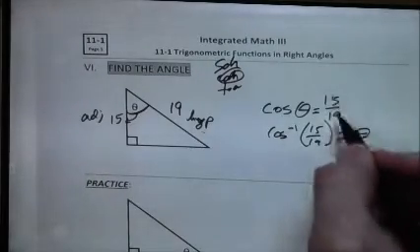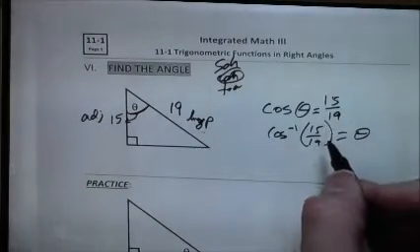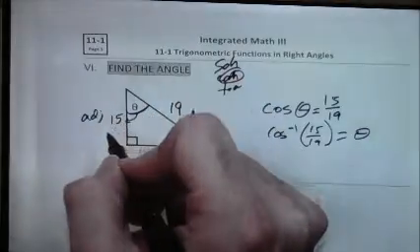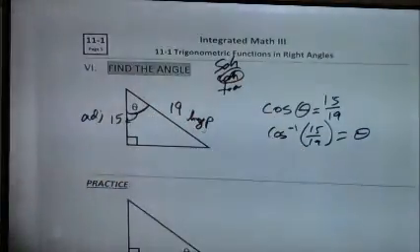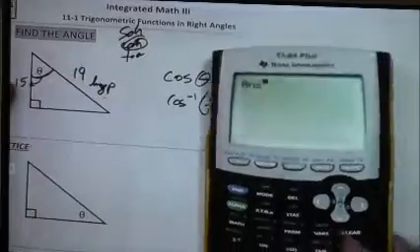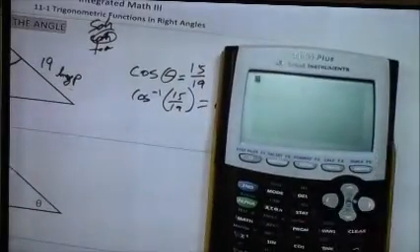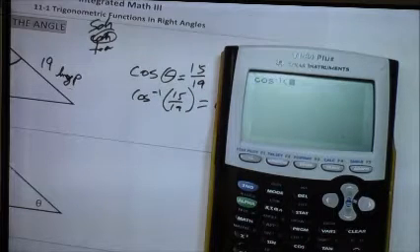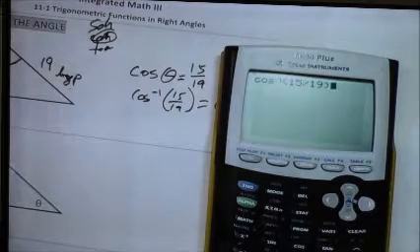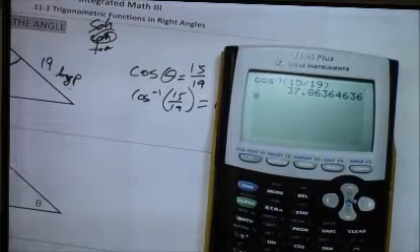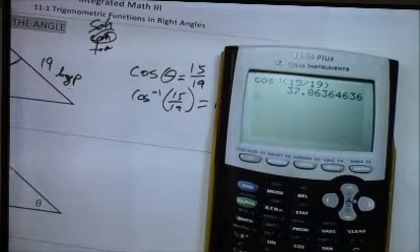If you know what the cosine amount is, you can use that to go back and figure out what the angle is by using that key. So I'll do it with this one. Okay, answer. I'm going to do cosine minus 1, 15 divided by 19. And it gives me an angle of 37.863.